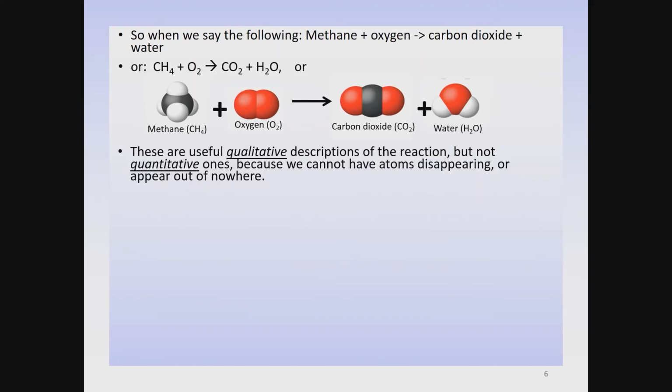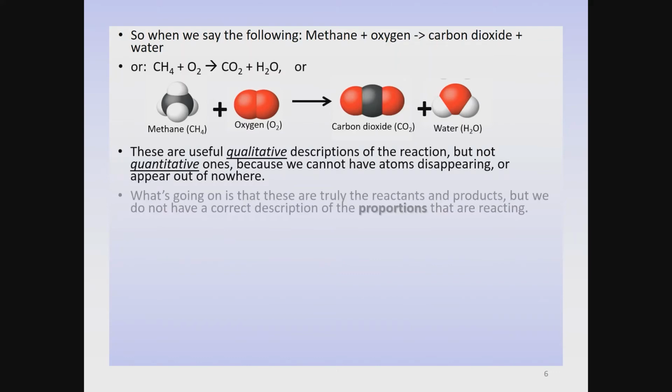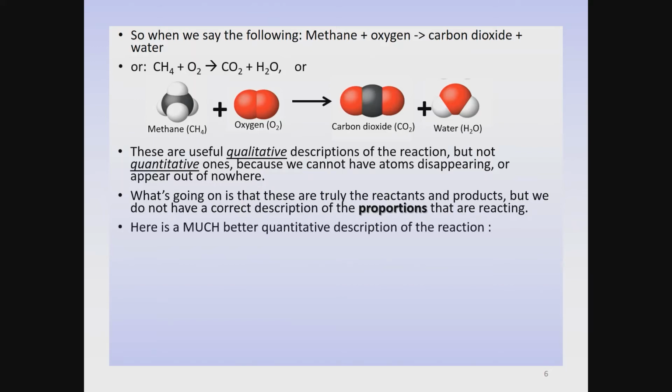And so this is a good qualitative description of the chemical reaction, because a qualitative description tells you the kinds of molecules that are reacting and the kinds of molecules that are being produced, but it doesn't really have any numbers associated with the description. So this is a reasonably good qualitative description. But the problem is this is not a good quantitative description for the problems that we saw before. As things are written, we don't have the correct proportions of these molecules that are reacting.